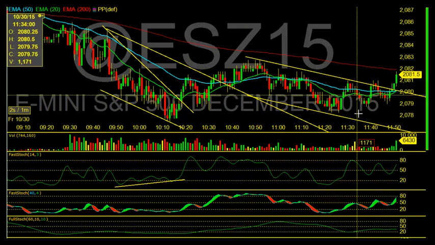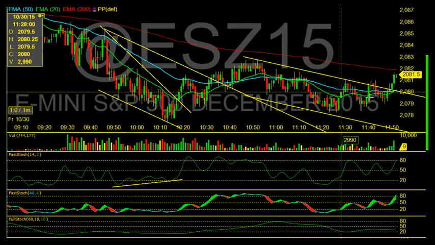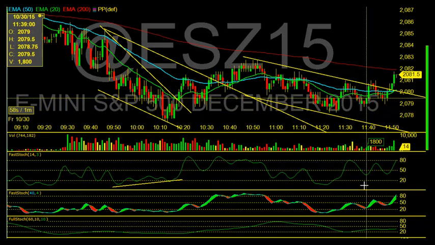I could have probably taken this setup, just didn't, a downward channel showing that, not the real pure divergence, but showing that strength with that higher lows and a nice base being put in here.